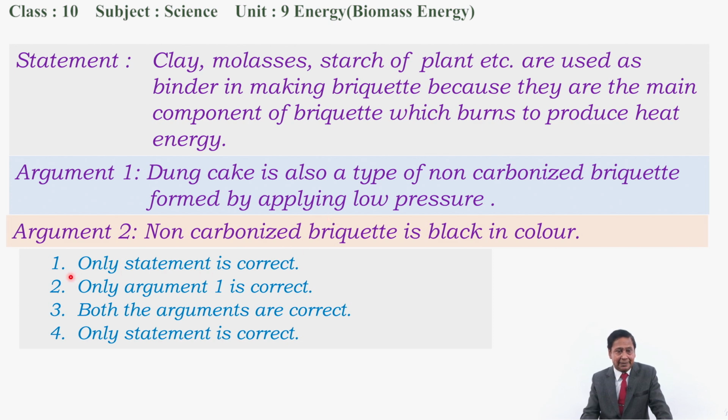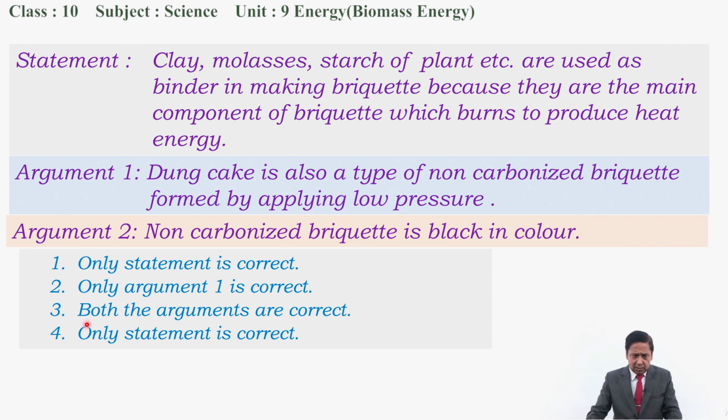What is written in number 1? Only statement is correct. Is it? Clay, molasses, starch of plant, etc., are used as binder in making briquette. Yes, this is correct, but the remaining part says because they are the main component of briquette which burns to produce heat energy. This part is not correct because the major component is biomass which contains mainly carbon, and that's why we cannot say the binder is the major component. This is incorrect. So number 1 is not correct. We'll drop it.